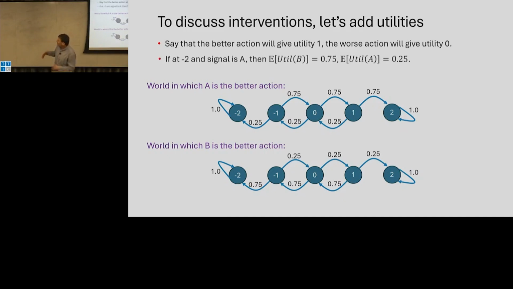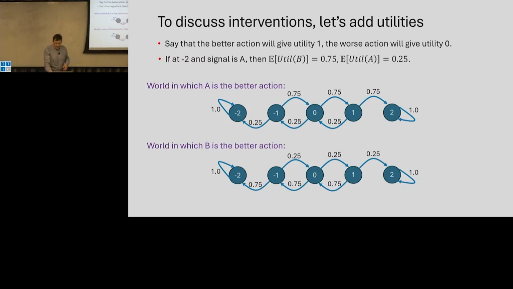And so now, if you're at -2 and your personal signal is A, if you work it out, your expected utility of choosing action B is 0.75. Your expected utility of action A is 0.25, and that's why you're choosing action B. It's 3 times better than A, just because it's 3 times more likely that B was the better action, given all the information you have.